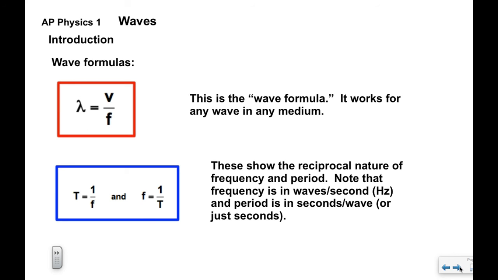Also, not on your formula sheet, is the fact that the period and the frequency are reciprocals. T equals 1 over f and f equals 1 over T. Again, frequency is in hertz or waves per second. Period T is in seconds per wave, or just seconds.